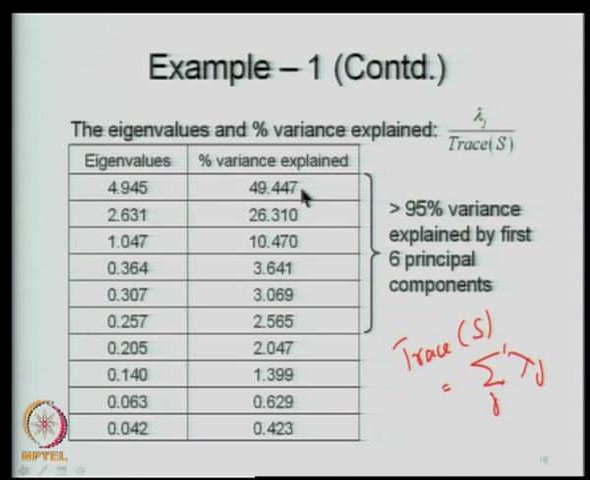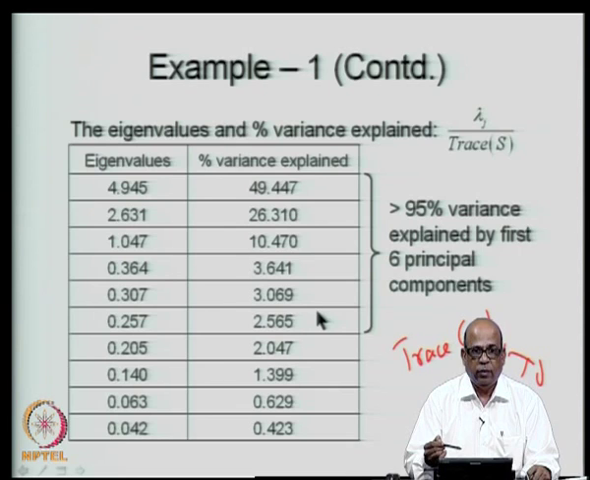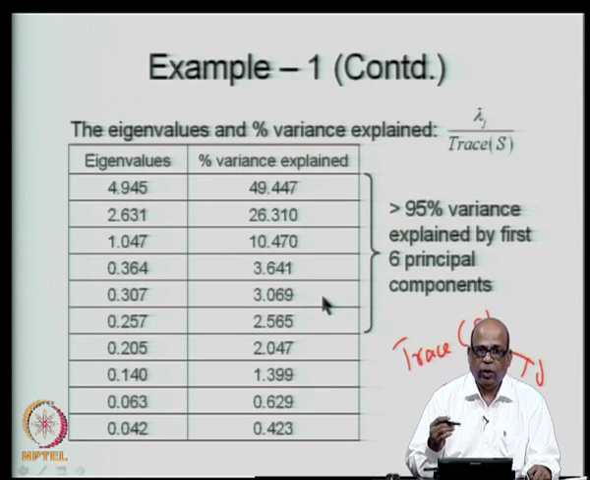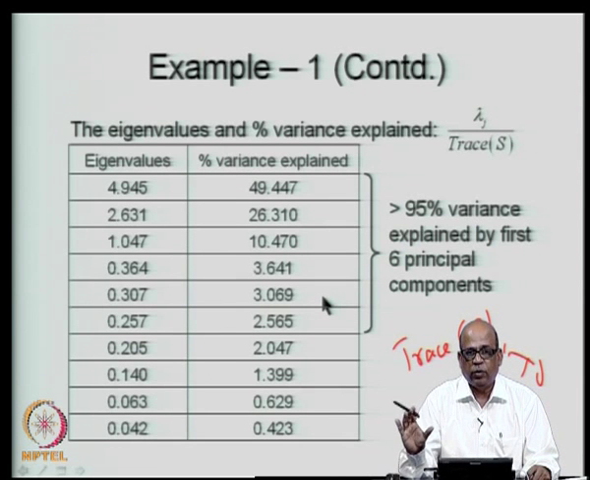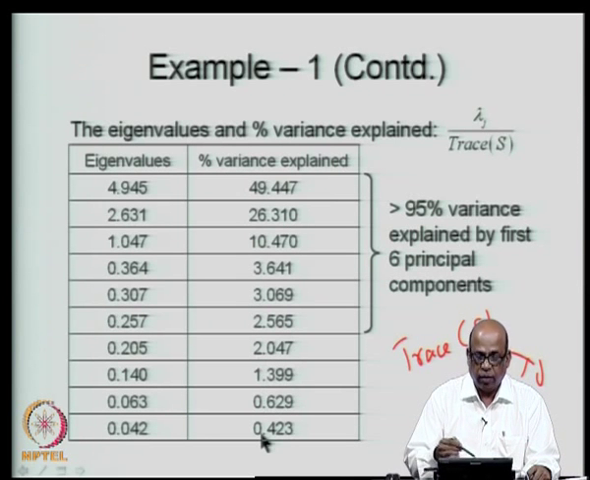Now, look at this. If we take the first 6 components, that is 49.447 plus 26.310 and so on. If you take the first 6, about 95% of the variance is explained by the first 6 components. So, we have the option of developing the regression only using the first 6, because we are satisfied that 95% of the variance is explained by these 6 components. So, I can ignore the remaining 4.